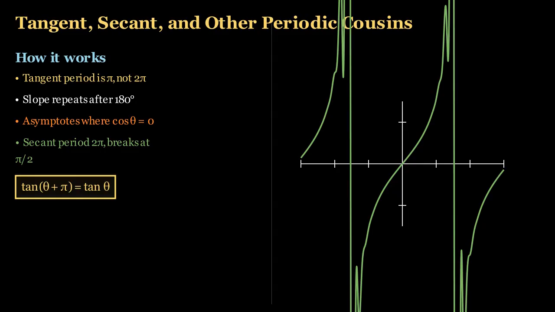Secant and cosecant have period 2 pi like cosine and sine, but they also have breaks where their denominator is 0. Let us use tangent to solve a real problem. You stand 10 meters from a tree and measure the angle from the ground to the top as 60 degrees. How tall is the tree?